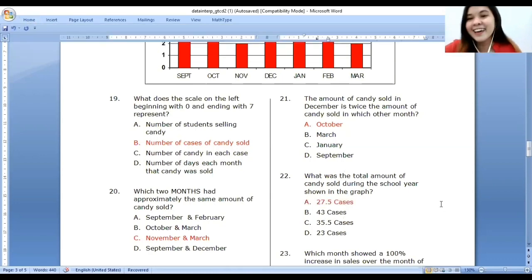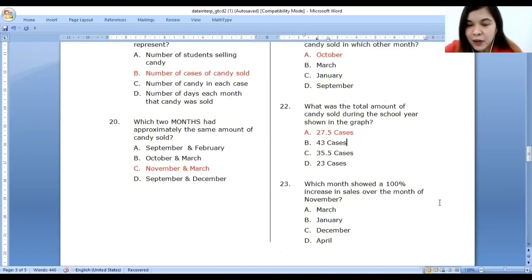Ayan. Okay? Then, number 23. Which month showed a 100% increase in sales over the month of November? From the word itself, over, o lagpas November. Pagkatapos ng November, ano ba yung buwan na nagdoble? Na dinoble niya yung November.